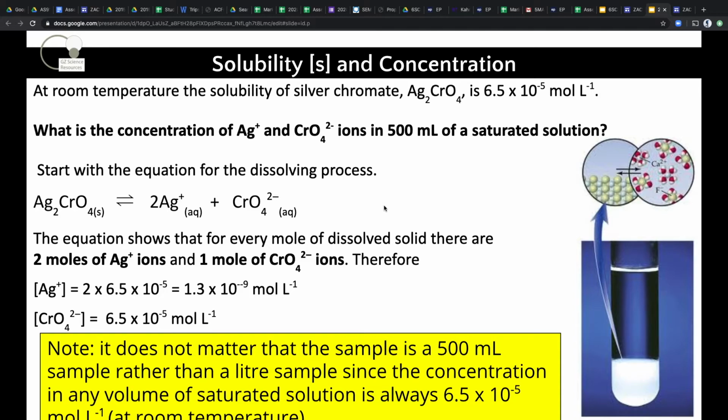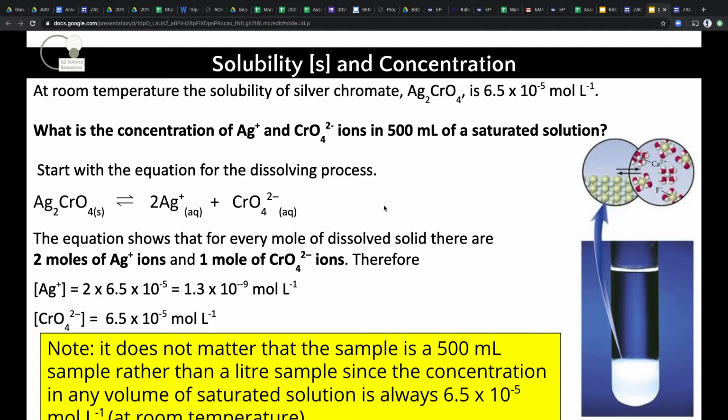So just basic stoichiometry. It's an ionic compound, but for every 1 equivalent that dissolves, we form 2 units of the silver, and the chromate concentration is equivalent because that's a 1-to-1 ratio. Just making sure you understand that for every 1 unit that dissolves, we need to look at the stoichiometric ratios to see how much of each ion we produce. And the 500 mils doesn't matter because we're looking at concentrations. It doesn't matter if we have 500 mils or 10 liters. The concentration will be the same because concentration is in moles per liter.